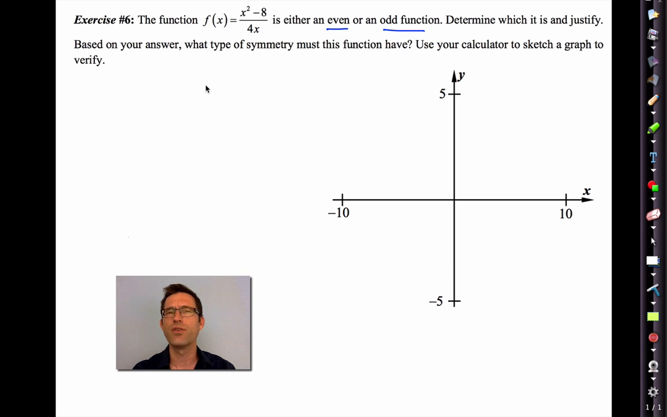Pause the video now and do whatever you need to do. You may have to look back in your notes to think about even and odd functions. You might have to look it up on the web. I guarantee if you type into Google even and odd function, it'll pull it up. So take a moment to try to work on this.